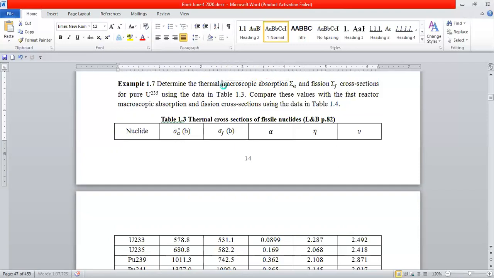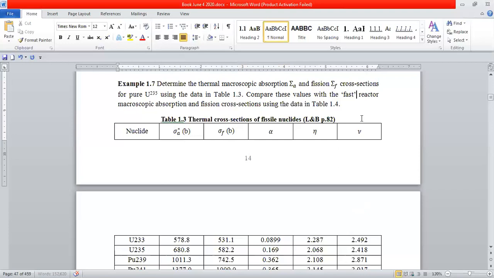So here I want you to determine the thermal macroscopic absorption cross-section and the macroscopic fission cross-section for pure U235 using the data in this table. Compare these values with the fast reactor macroscopic cross-sections. I'll come to what I mean by fast reactor. For the time being, just assume that there are thermal reactors in the world and there are fast reactors.